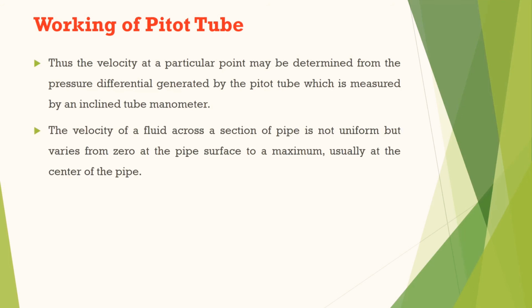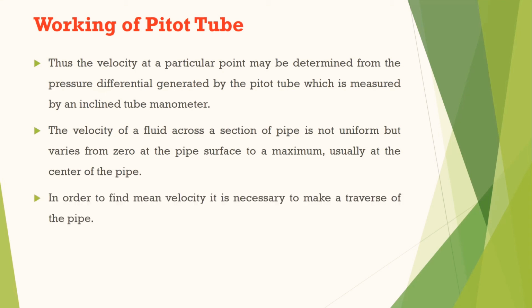The velocity of a fluid across a section of pipe is not uniform but varies from 0 at the pipe surface to a maximum, usually at the center of the pipe. In order to find a mean velocity, it is necessary to make a traverse of the pipe.